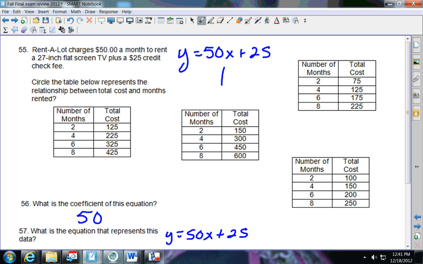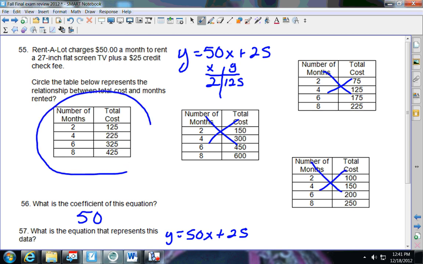I could go through and do it like this, X and Y. Right here it says X is 2. So for 2 months, I have 50 times 2, which is 100. 100 plus 25 is 125. That has 2 and 125. That says 2 and 150. That's not it. This one says 2 and 75. Nope. 2 and 100. Nope. So this would be the table that we would need to use.